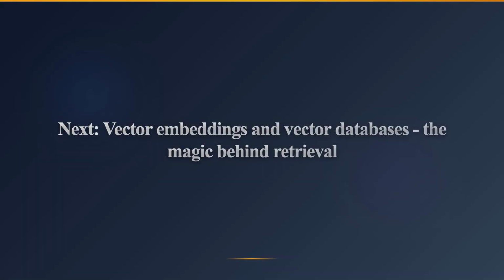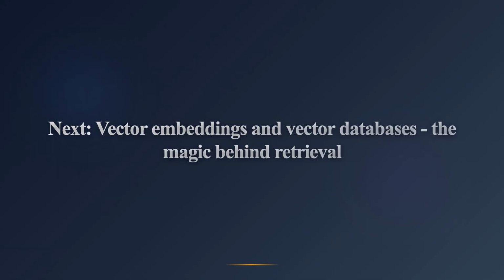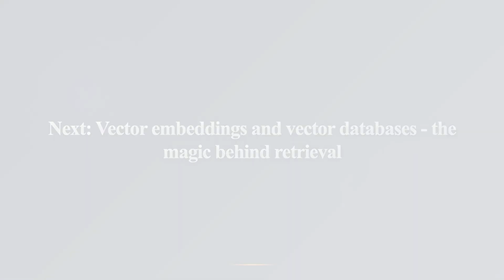Excellent work. You now understand what RAG is, how its architecture fundamentally differs from classic LLMs, and when to use it for maximum impact. You've seen the power of external data access, reduced hallucinations, and source citations. But here's the key question. How does the retrieval part actually work? How does the system find the right information from potentially thousands of documents? In Module 2, we'll dive into the fascinating world of vector embeddings and vector databases, the magic behind intelligent retrieval.